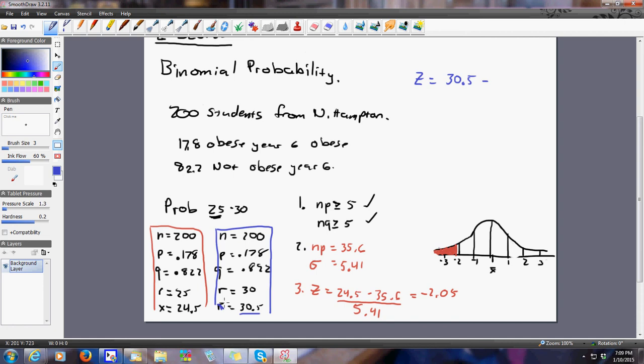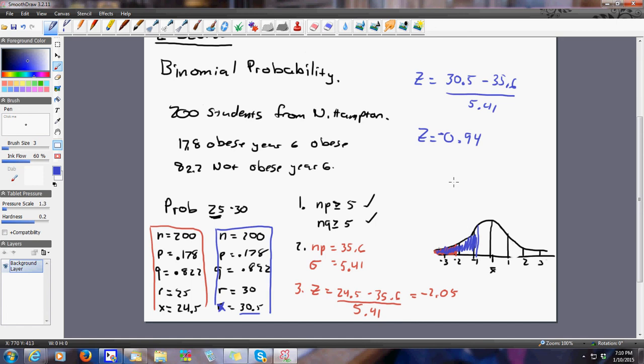That's because of that value. Oh, I'm sorry, I should say that's x, minus my mean, which is 35.6, over 5.41, my standard deviation. And when I do this, 30.5 minus 35.6 divided by 5.41, I get my z-score for here is negative 0.9426. So I'm going to say 0.94, which is right about here. So what I just did now was I found the area of this.